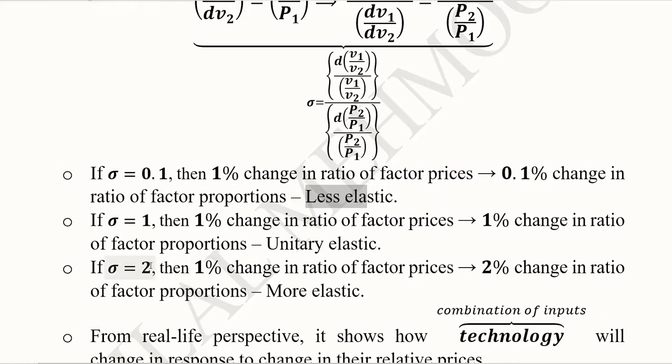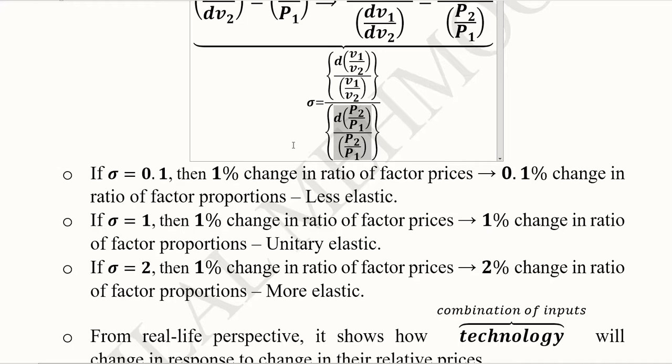And if it is equal to 2, the elasticity of substitution represented by sigma, a Greek letter, then a 1% change in the factor prices, that is this term in the denominator, will lead to a 2% change in the ratio of the factor proportions, that is the term in the numerator. So this situation represents a more elastic phenomenon because the sensitivity of the ratio of the inputs is double as compared to the changes in the ratio of the factor prices.